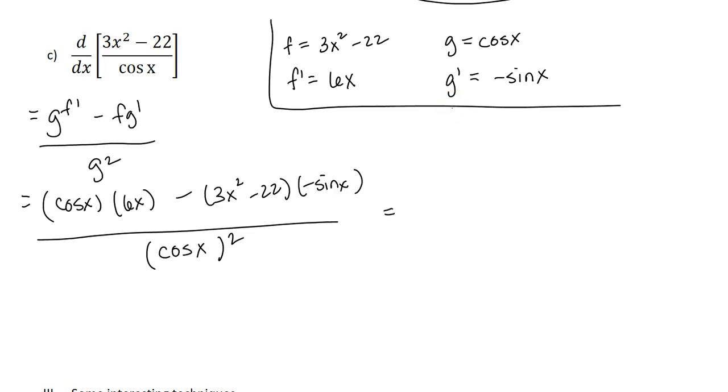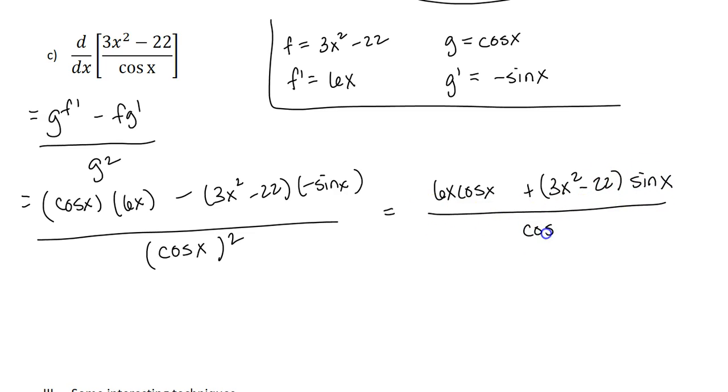So I'm going to simplify a little bit. I've got 6x cosine of x, and then I've got a negative and a negative, so that's going to be plus 3x squared minus 22 times sine of x, all divided by cosine squared of x. And if you leave your answer like that, there's nothing wrong with it per se, but you can take it a little bit further. So I could write that as 6x cosine of x divided by cosine squared of x plus 3x squared minus 22 sine of x.